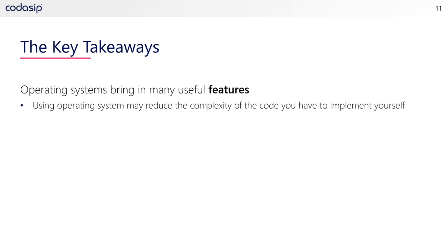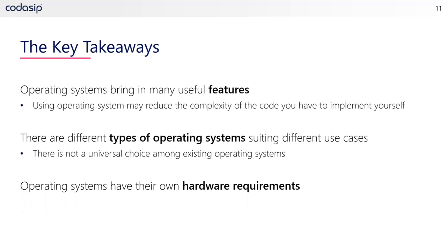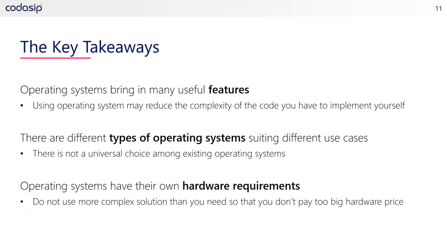So what are the most important things to remember from this video blog? Operating systems bring in many useful features, and by using an operating system, you may reduce the complexity of code you have to implement yourself. There are many types of operating systems which were designed for different use cases, so there is no universal choice among existing operating systems. Operating systems also have their own hardware requirements, so you should not use a more complex solution than you need so that you don't pay too big a hardware price.